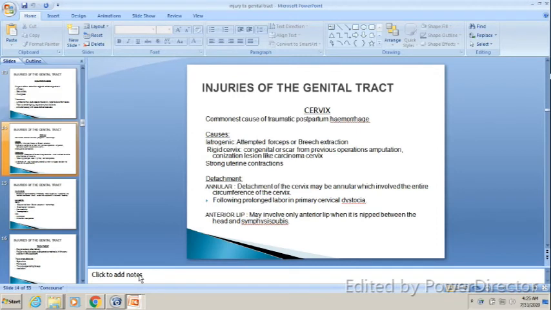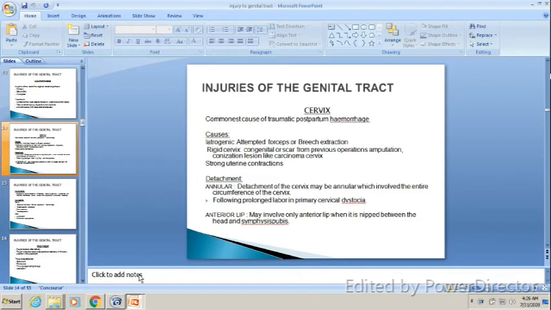Cervix. The commonest cause of traumatic postpartum hemorrhage is the cervix. After the delivery of the baby or the placenta, you will see heavy bleeding coming out, and the uterus is very taut, contracted and retracted. Then you have to think of traumatic PPH. Then you have to explore the vagina.